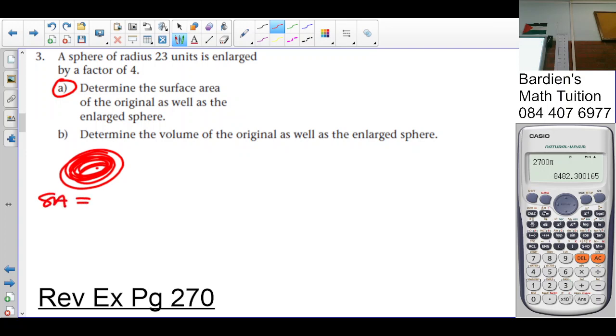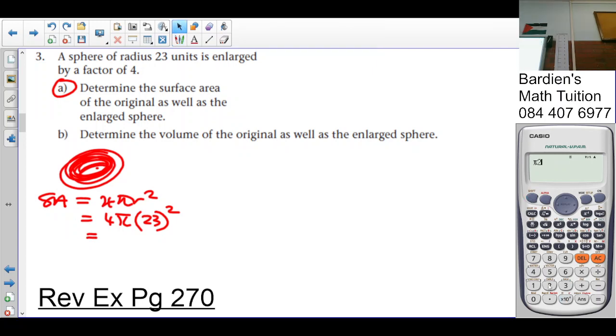Surface area of a sphere is 4 pi r squared. So it's going to be 4 pi, the radius is 23 squared, which is 4 pi times 23 squared, gives us 2,116 pi. 2,116 pi.